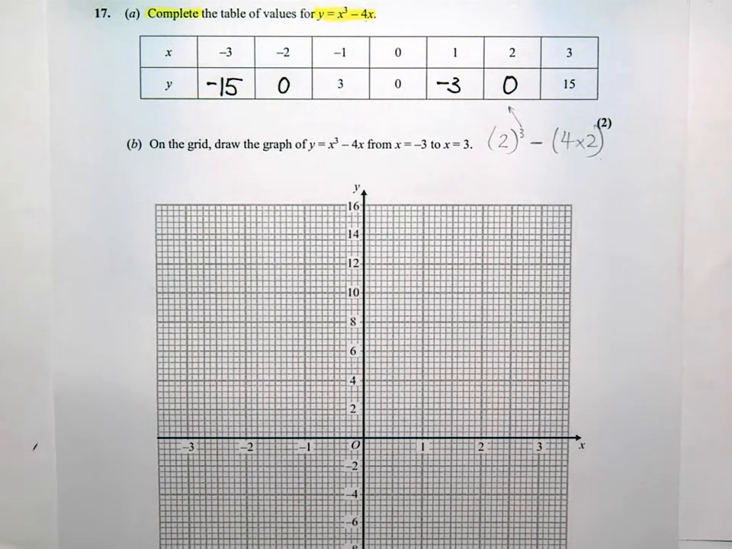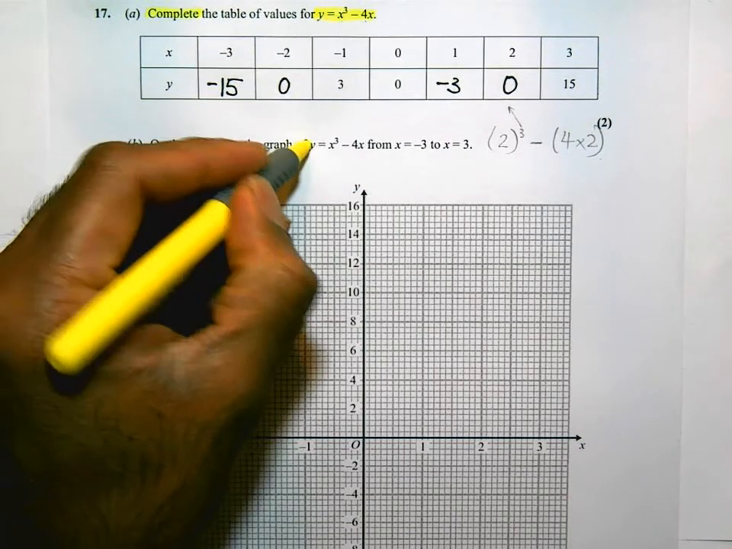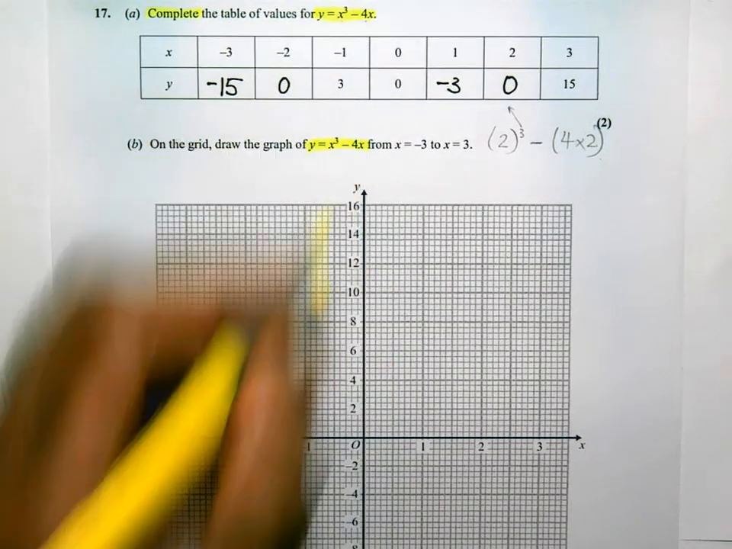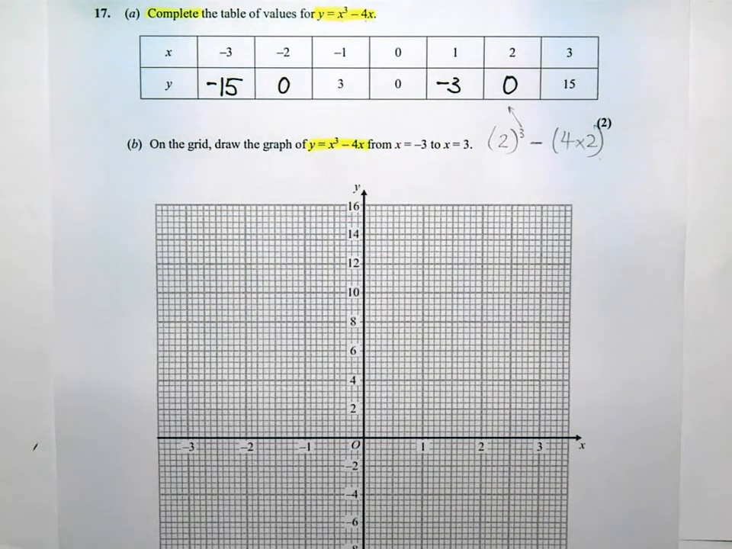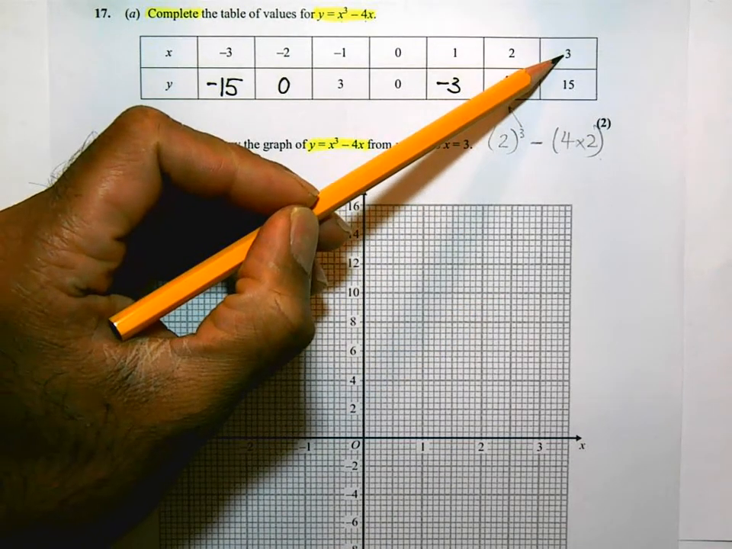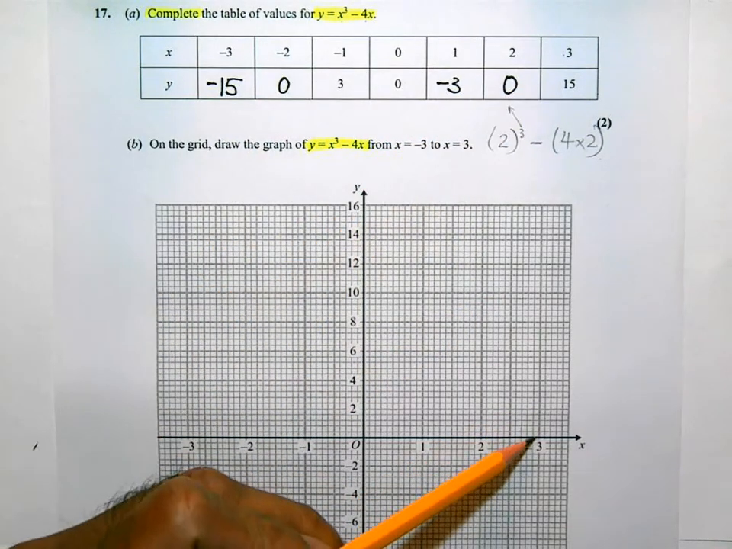Now the next part of the question requires me to plot those points and draw a graph. Let's just look at what that question asks. It says, on the grid, draw the graph of y is equal to x cubed minus 4x from x is minus 3 to x is equal to 3. That's actually just plotting these points in the table. Always use a pencil when you're going to plot these points, and use a ruler sometimes to help you guide and see where you want to go. So I want to do 3, 15, so I go to 3 there and 15 up.